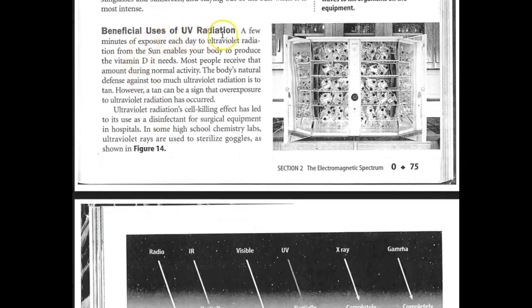Beneficial uses of UV radiation. A few minutes of exposure each day to ultraviolet radiation from the sun enables your body to produce the vitamin D it needs. Most people receive that amount during normal activity. The body's natural defense against too much ultraviolet radiation is to tan. However, a tan can be a sign that overexposure to ultraviolet radiation has occurred.